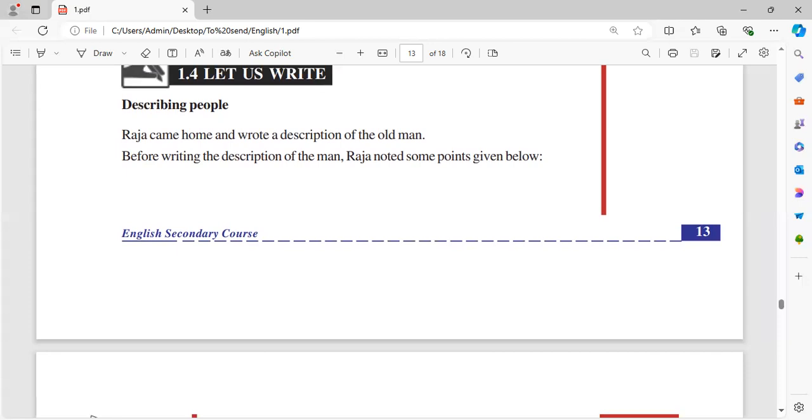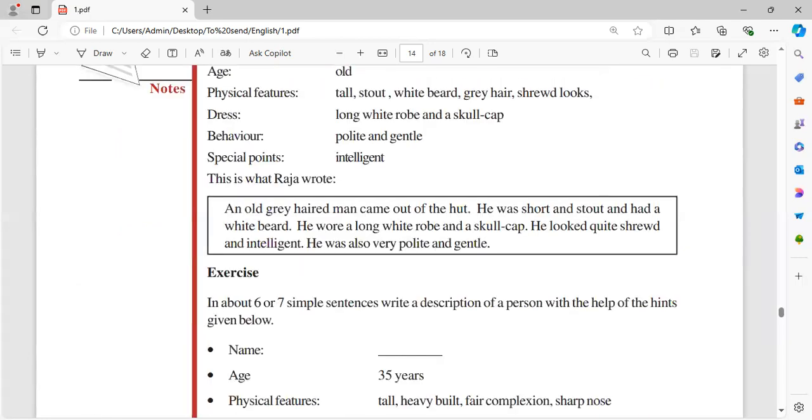Okay, some of the portions that you have to do by yourself: describing people. Raja came home and wrote a description of the old man. Before writing the description of the man, Raja noted some points given below. His age: he's an old man. His physical features: he is tall, stout, white beard, grey hair, shrewd looks. Dress: long white robe and a skull cap. Behavior: polite and gentle. Special points: intelligent. This is what Raja wrote.